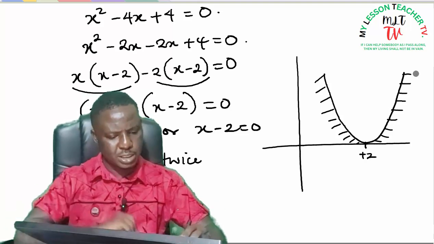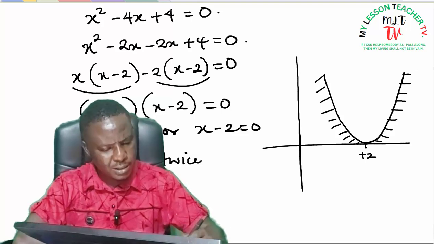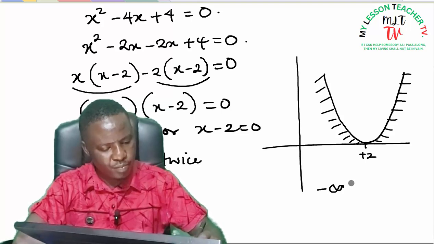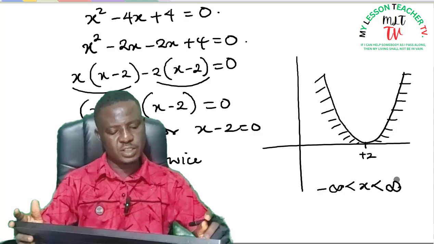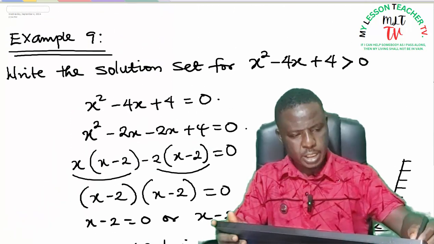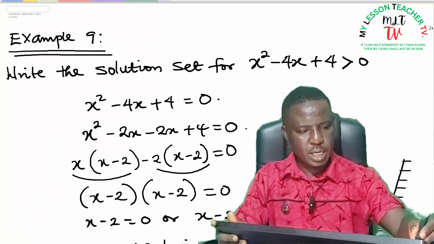So at this point, you have minus infinity is less than x, and x is less than positive infinity. So that brings us to the end of today's class.